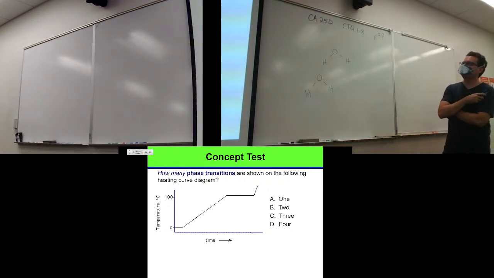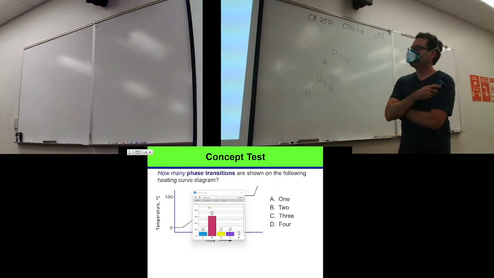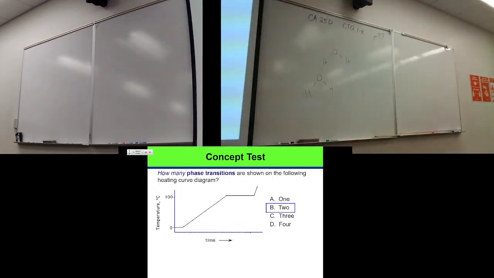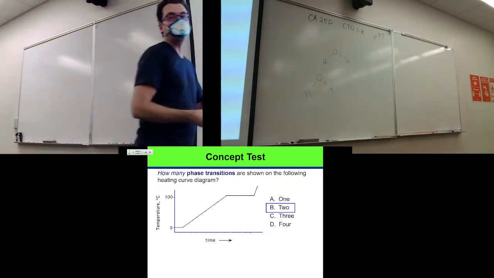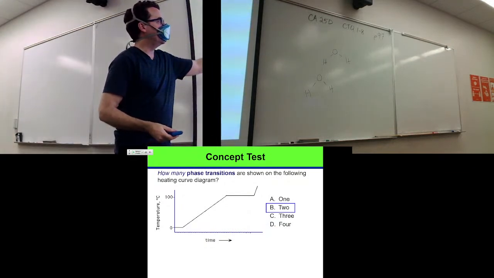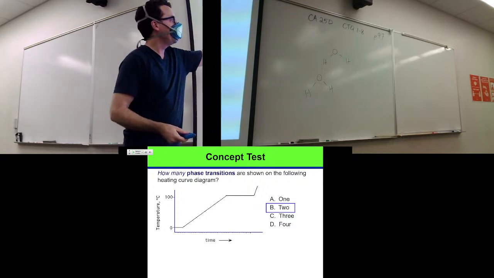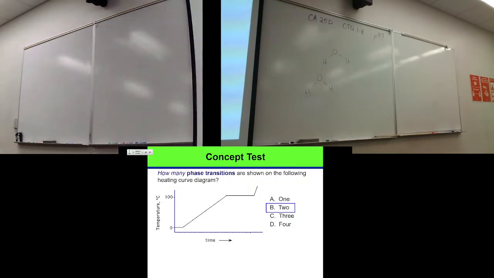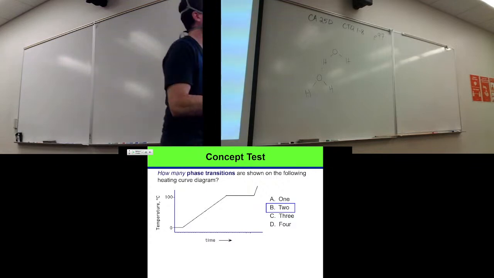We'll stop it there. Sorry if I cut you off. But most people are saying B, yes. There are two phase transitions. So the flat spots in a heating curve or a cooling curve going the other way represent the phase transitions. This is melting. This one is boiling. Okay?